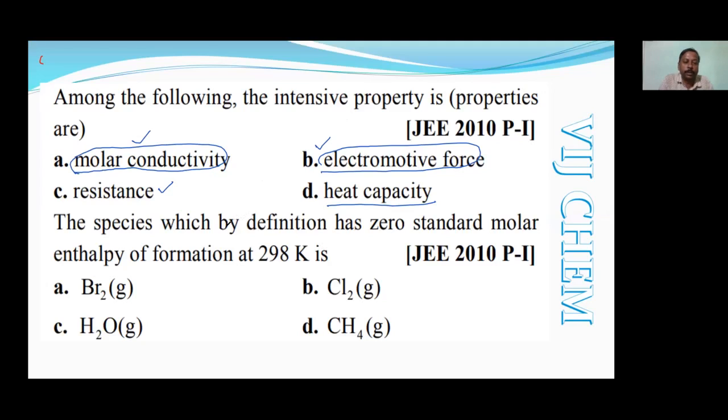Next, the species which by definition has zero standard enthalpy of formation. Here bromine is there, but it is in the gaseous state, therefore it is not correct. If in the question it were in the liquid form, then it would be correct. Chlorine in the gaseous state is exactly correct. H2O is not correct because it is a compound. The elementary state and the standard state must both be there. So only the B answer is correct. For the previous question, A and B are correct. Here only the B option is correct. Let's move on to the next question. I think every explanation is clear now.